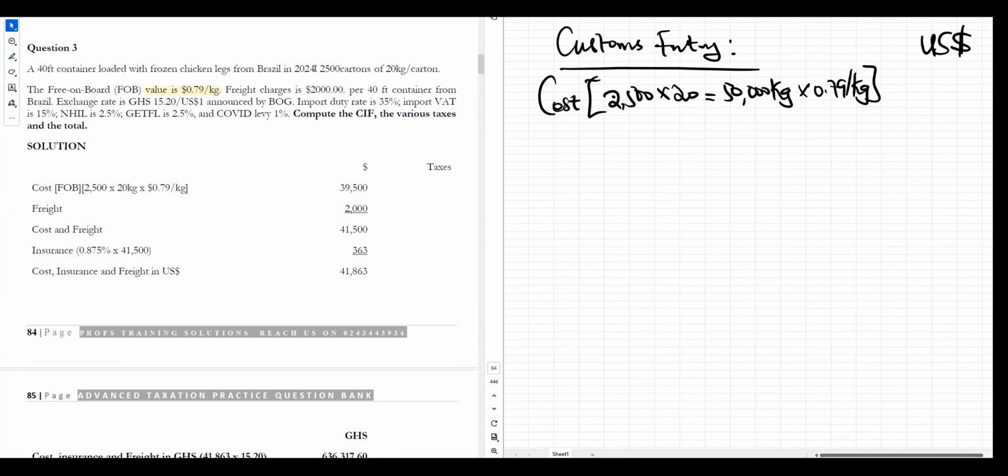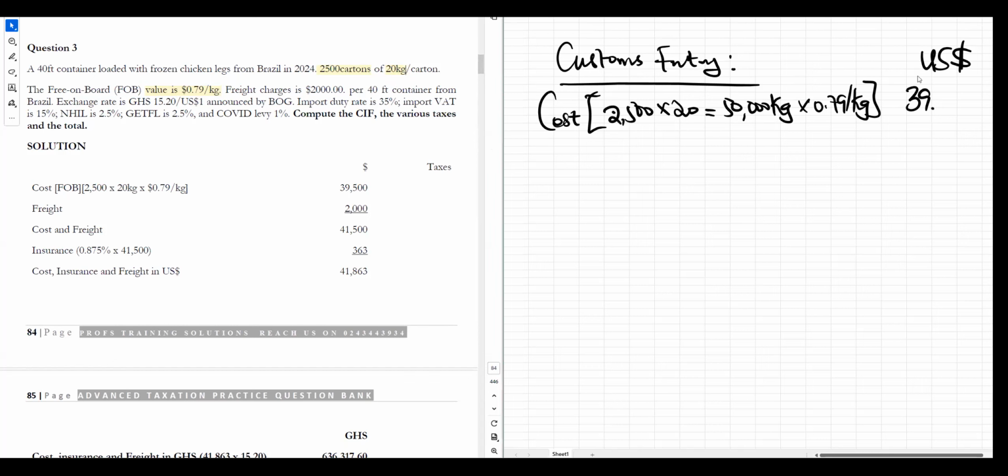But what you brought was in cartons, and in each carton there are 20 kg. So 2,500 cartons times 20, is it not multiplying the 2,500 by 20? Yes, and that gave us 50,000 kg. And they are telling us that the cost per kg is 0.79. So don't you multiply the 50,000 by 0.79? That's all we are saying. Is it clear now? Yes, sir. So that now gives us 39,500.